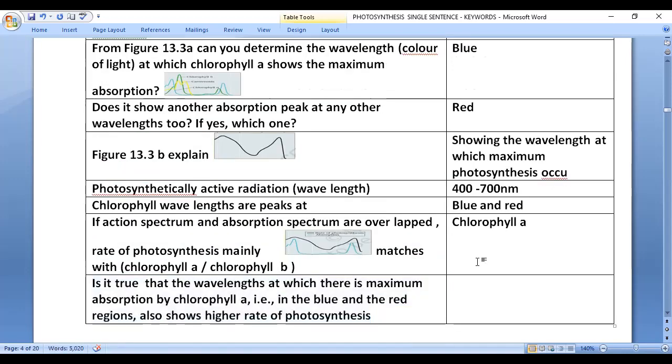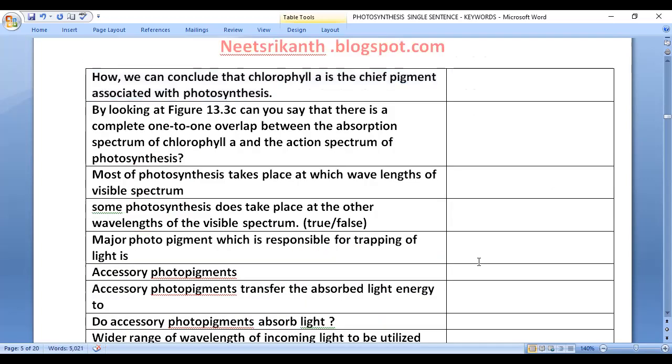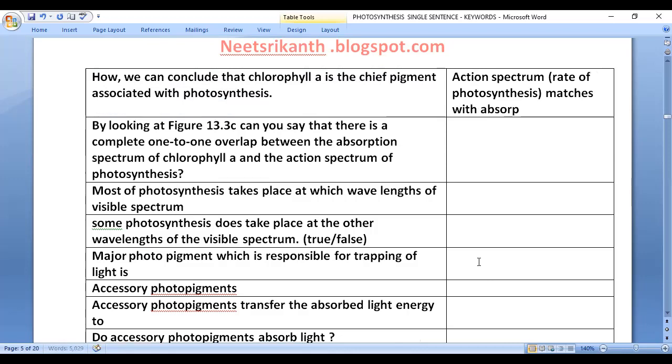Is it true that the wavelengths at which there is maximum absorption by chlorophyll A, in the blue and the red region, also show a higher rate of photosynthesis? True. How do we conclude that chlorophyll A is the chief pigment associated with photosynthesis? The rate of photosynthesis in the action spectrum matches with the absorption spectrum.